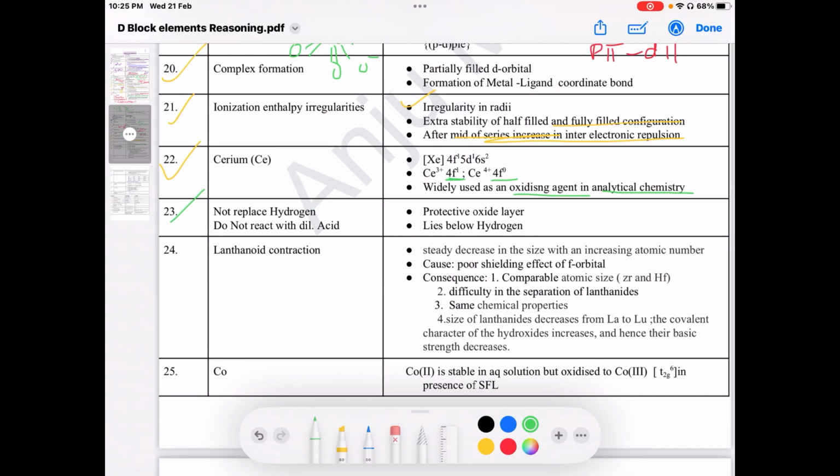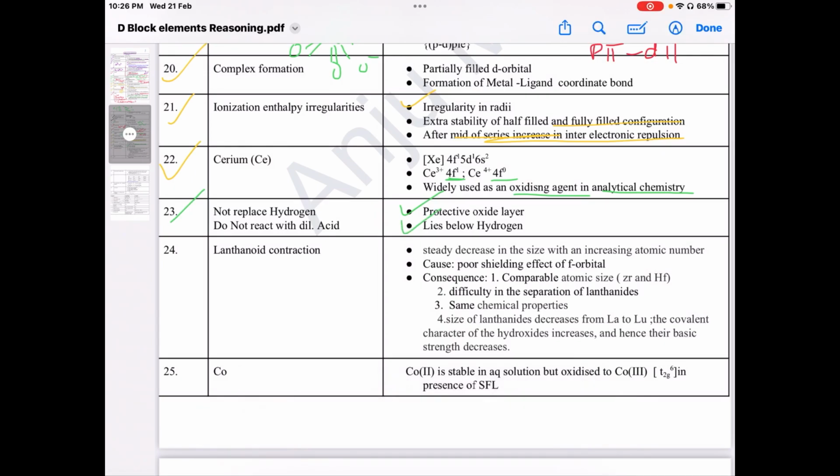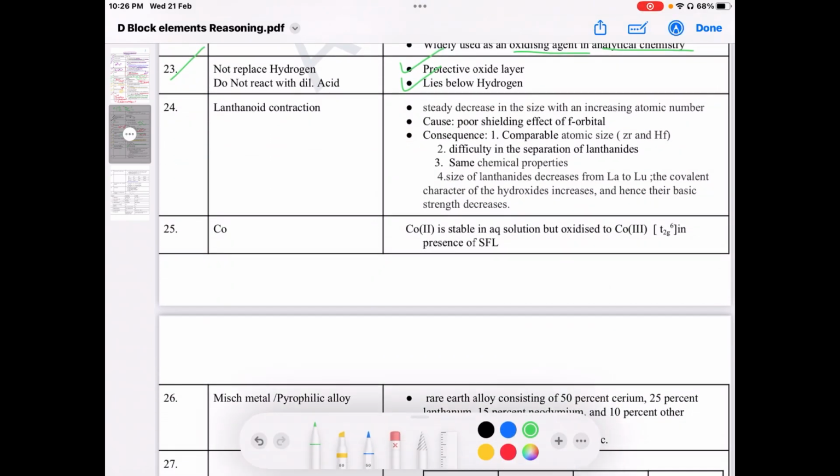Few of the elements, metals, are not able to replace hydrogen. A question is like, why do they not react with dilute acid? Why so? Metals have a protective oxide layer, and for the most part they lie below hydrogen. That's why they are not able to displace hydrogen from the acid.